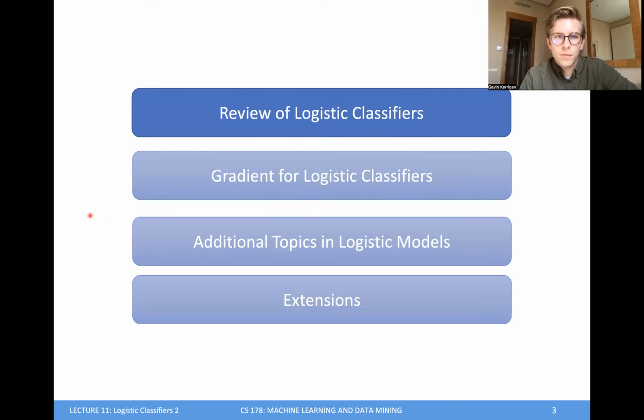Okay, so in today's lecture, we're first going to do a brief review of logistic models. So kind of summarizing what we had already said about these, just getting everything into one place all at the same time. After that, we're going to see a calculation for how you actually get the gradient for these models. So we're going to be fitting these models using gradient descent. So of course, we need some expression for that gradient. We'll also see some additional advanced topics about logistic classifiers. And at the very end, we'll see some extensions beyond what we've already done.